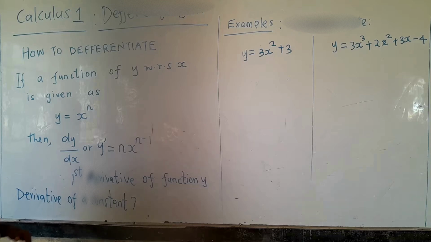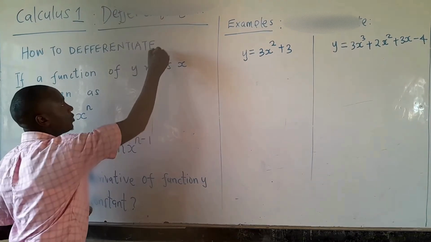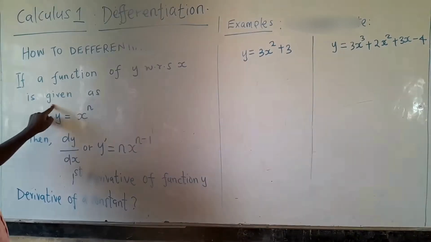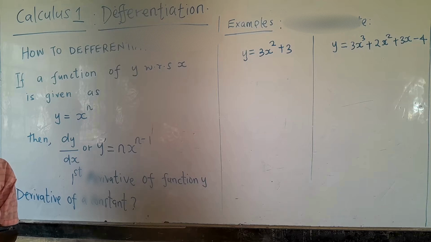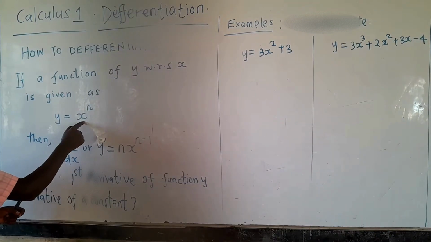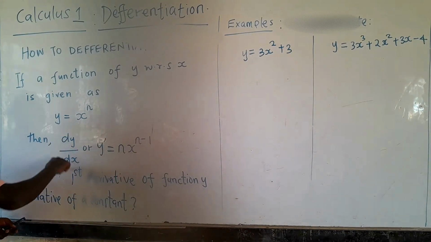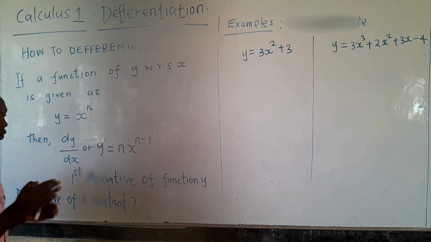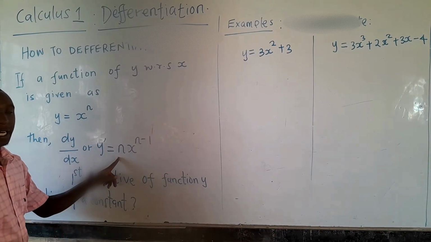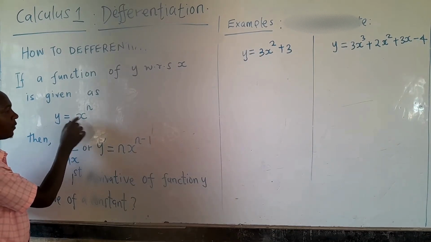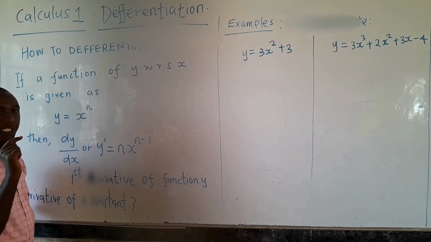What we mean by differentiation, how to differentiate. That is the first thing we're going to talk about. How do we differentiate? Now, if a function of y with respect to x is given, so we are having a function with respect to x. Sometimes we say a function of y with the variable being x. If this is a function of y with respect to x with a given power n, then if you want to do the derivative, or what we call the first derivative of this function, sometimes written as dy over dx, or sometimes y prime, it can be given as follows. We take the power, we multiply the power by the coefficient of x, and then we subtract 1 from the power.